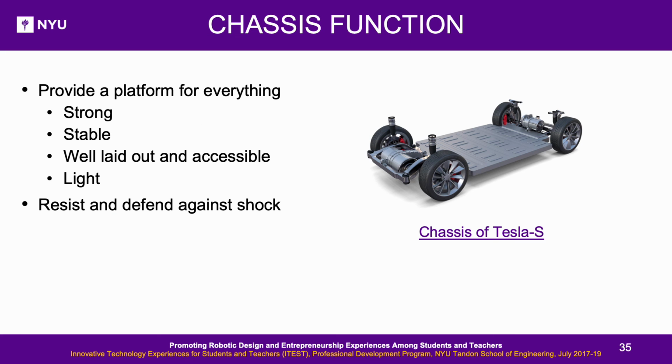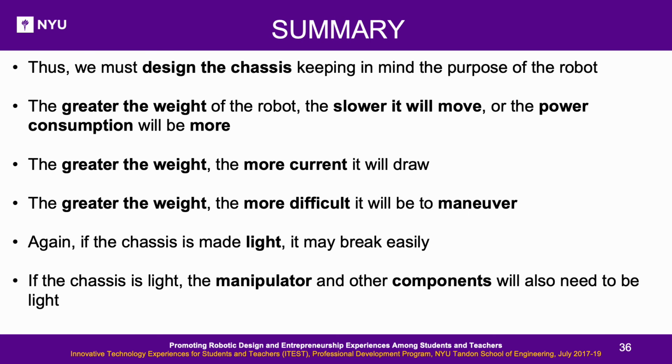Chassis function. This chassis is wide, strong, and houses the battery in the base frame, making the chassis stable. It has shock absorbers to resist shocks. Summary of this lesson is, thus, we must design the chassis keeping in mind the purpose of the robot. The greater the weight of the robot, the slower it will move, or the power consumption will be more. The greater the weight, the more current it will draw.